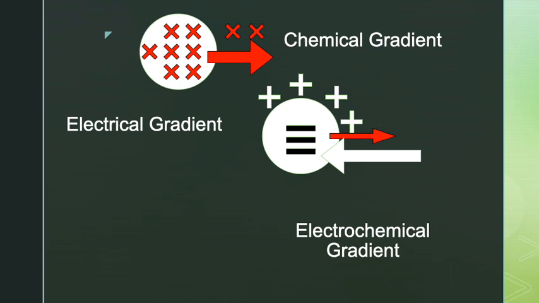Then finally, you can see a really nice picture of this on your slide from your PowerPoint, but we see our electrochemical gradient. This is what's actually happening in human cells.